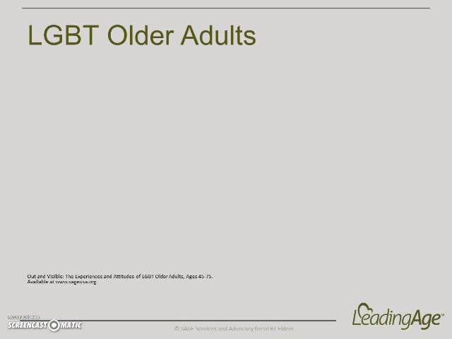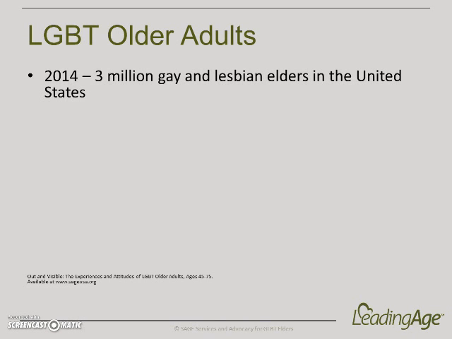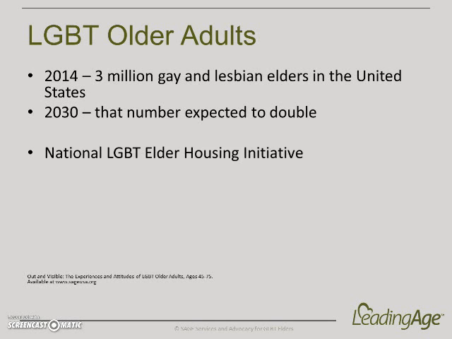So having gone through some key terms, let's take a look at some facts and figures about LGBT older adults. One question that we are often asked is just how many LGBT older adults are there? So we know that in the year 2014, there were around 3 million gay and lesbian older adults in the United States. But we're expecting that that number is going to double, or maybe even more than double, over the next 15 years. Which is why SAGE has started what we're calling the National LGBT Elder Housing Initiative.